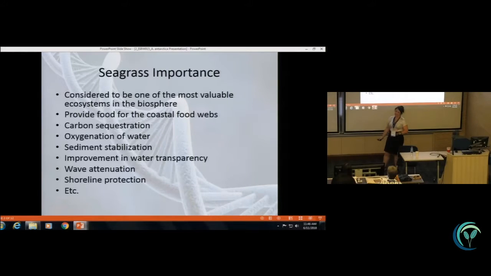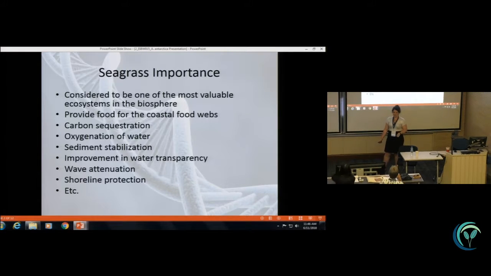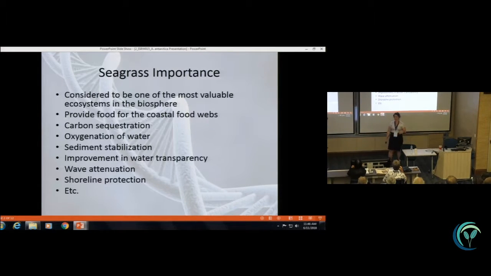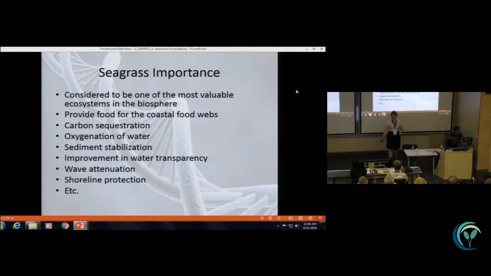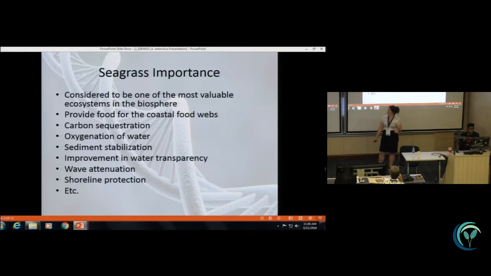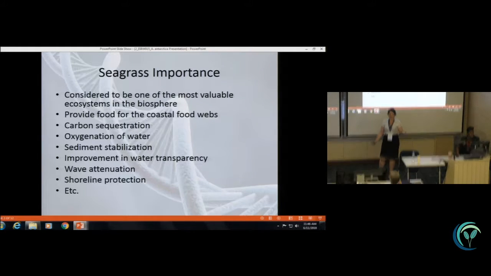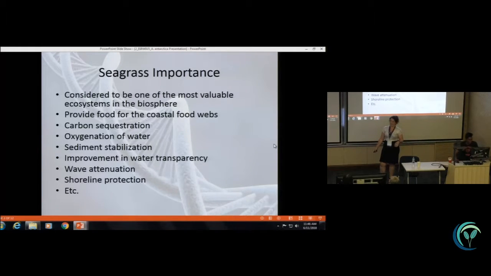So firstly, I'd just like to reiterate the importance of our seagrasses worldwide. They are considered to be one of the most valuable ecosystems in our biosphere, and they are used for things like wave attenuation, oxygenation of the water, and sediment stabilisation. They provide nurseries and habitats for a large amount of marine biota.